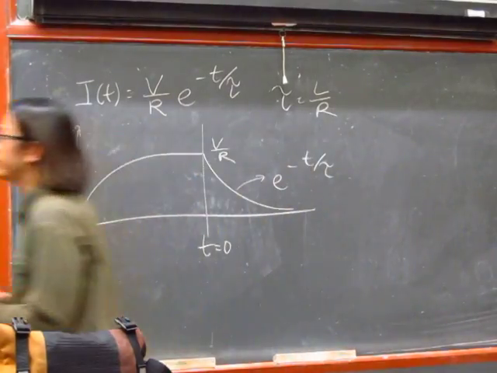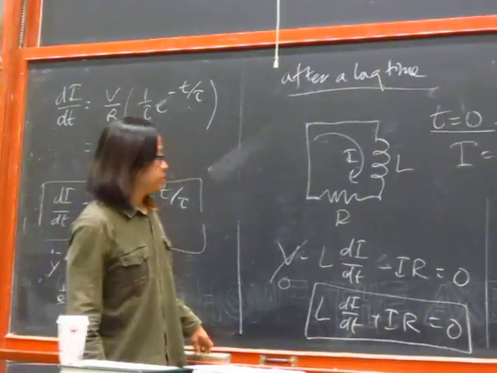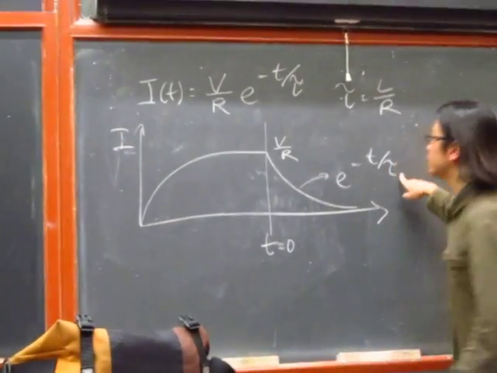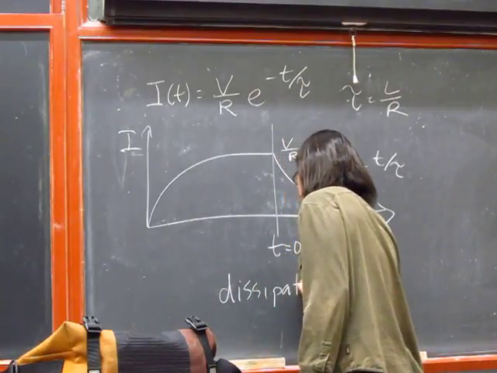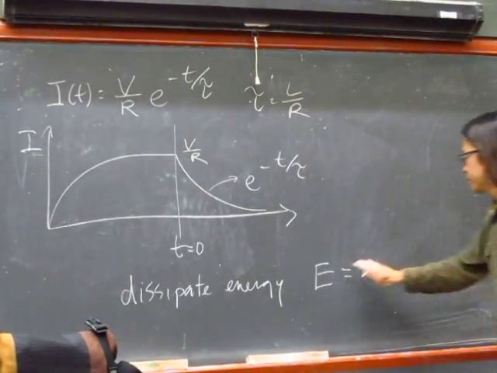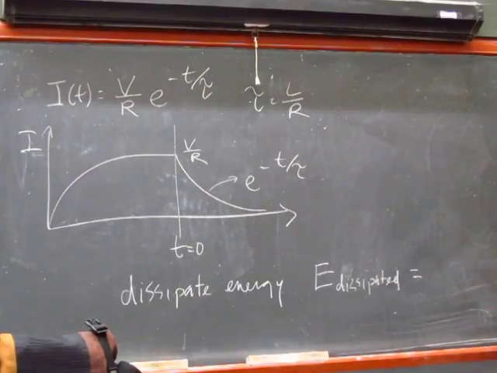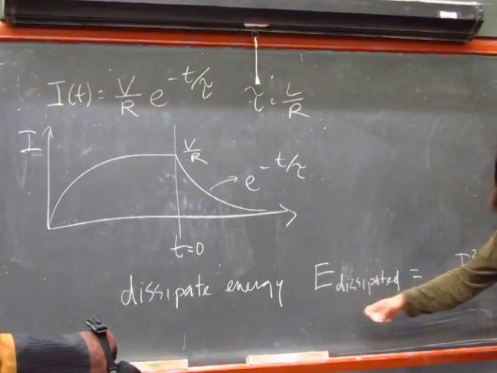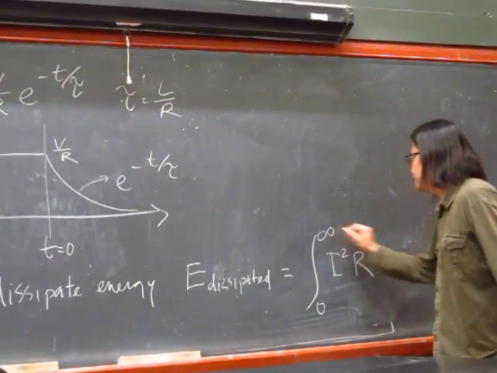So let's look at what happens when I remove the battery. Current still flows for some time, about time equal to tau, and then you dissipate energy. How much energy do you dissipate? This is just equal to the Joule heating of the resistor. The power dissipated in a resistor goes as I squared R, but the total energy dissipated has to be integrated over time from t equal to 0 all the way to infinity.